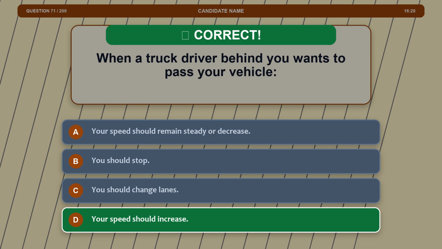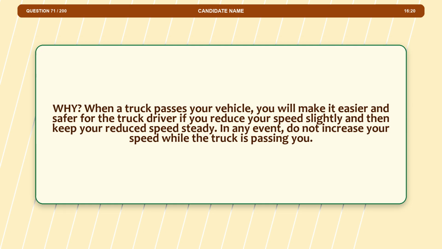The correct answer is option D. Your speed should increase. Explanation. When a truck passes your vehicle, you will make it easier and safer for the truck driver if you reduce your speed slightly and then keep your reduced speed steady. In any event, do not increase your speed while the truck is passing you.